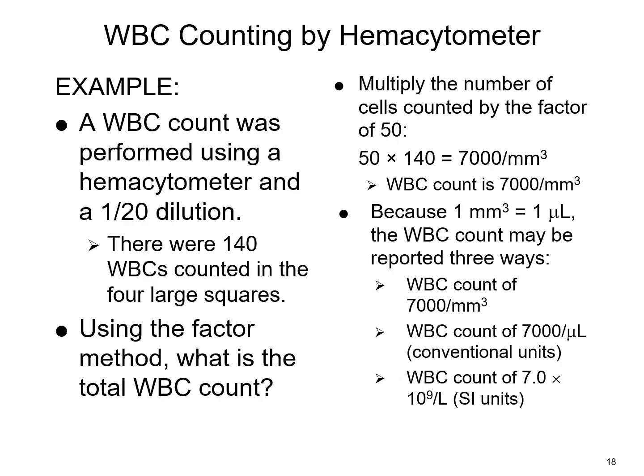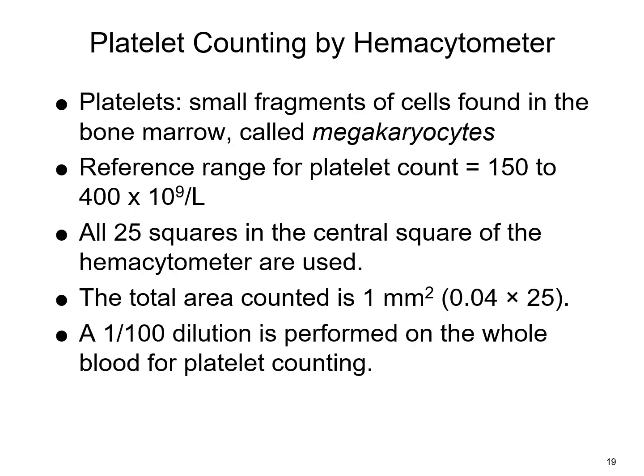So here we have an example where the dilution was done for this particular sample. Dilution factor of 20. There were 140 white blood cells counted in the four large corner squares. And so if you multiply that by 50, that's going to give you 7,000 per millimeters to the third. And then, of course, you can simplify that depending on how your site is going to report out those values.